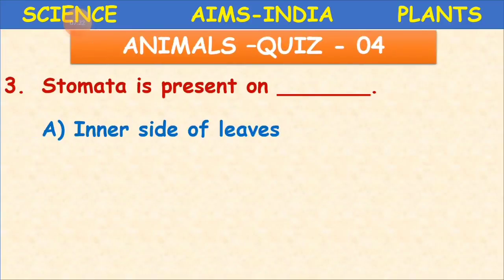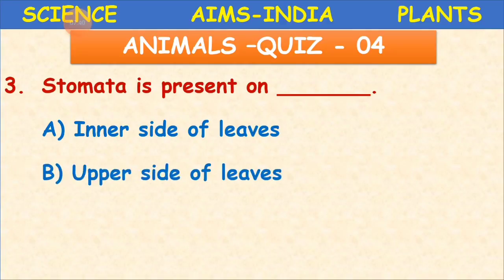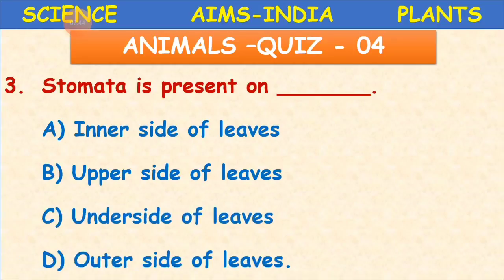Stomata, an invisible part which has small holes. Where is it present? Inner side of leaves, upper side of leaves, underside of leaves, or outer side of leaves? Which is the correct answer? Yes, children, underside of leaves. It is present on the underside of leaves. Clear? Okay. Next question.